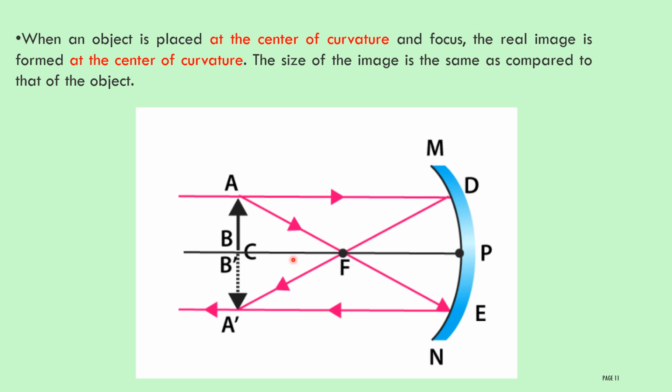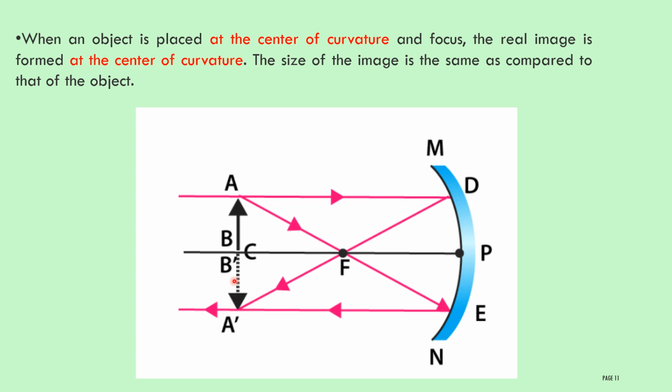Once again, this is the second important law here. If any ray passes through the principal focus, then after hitting a reflecting surface, it will be reflected back parallel to the principal axis. Therefore, this ray ADF will meet at A dash. Then AFE also will meet at A dash.